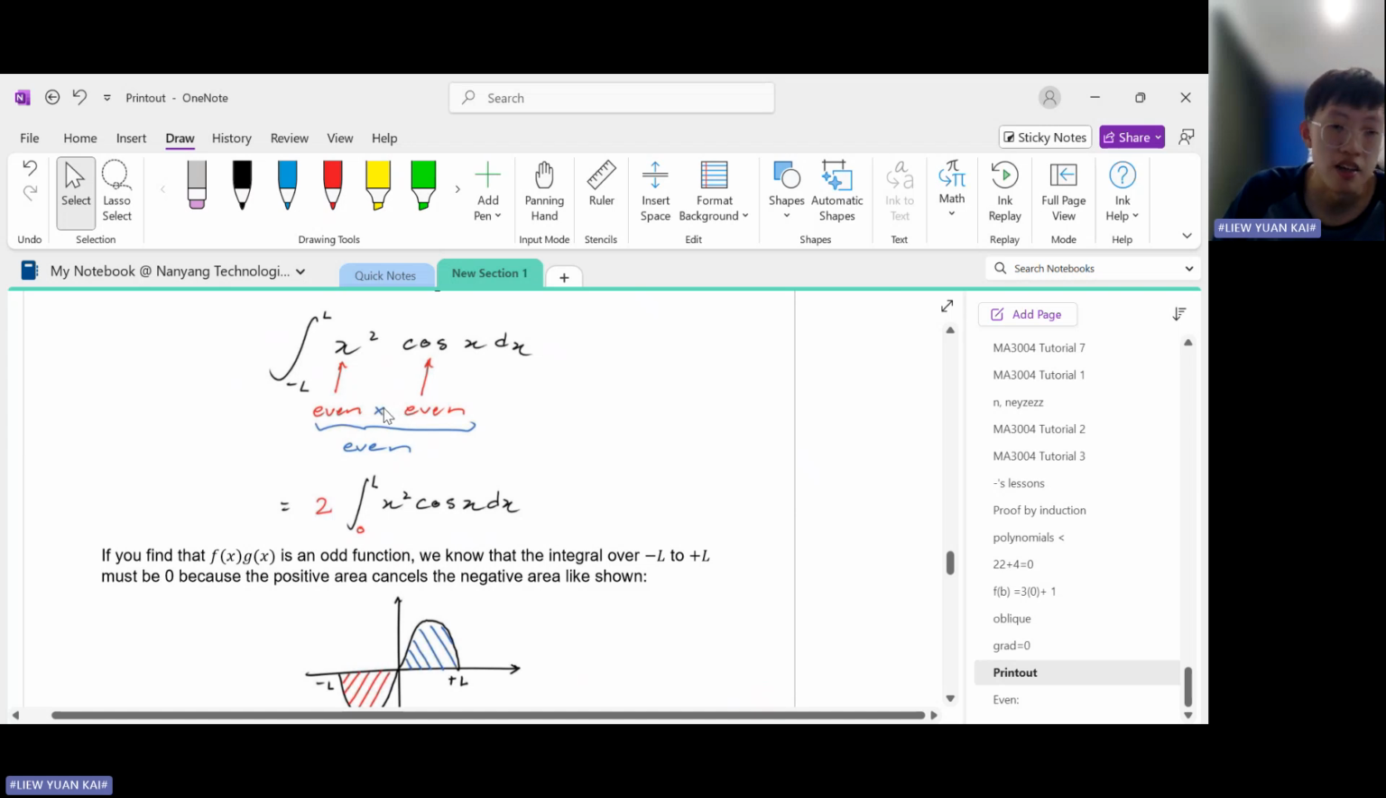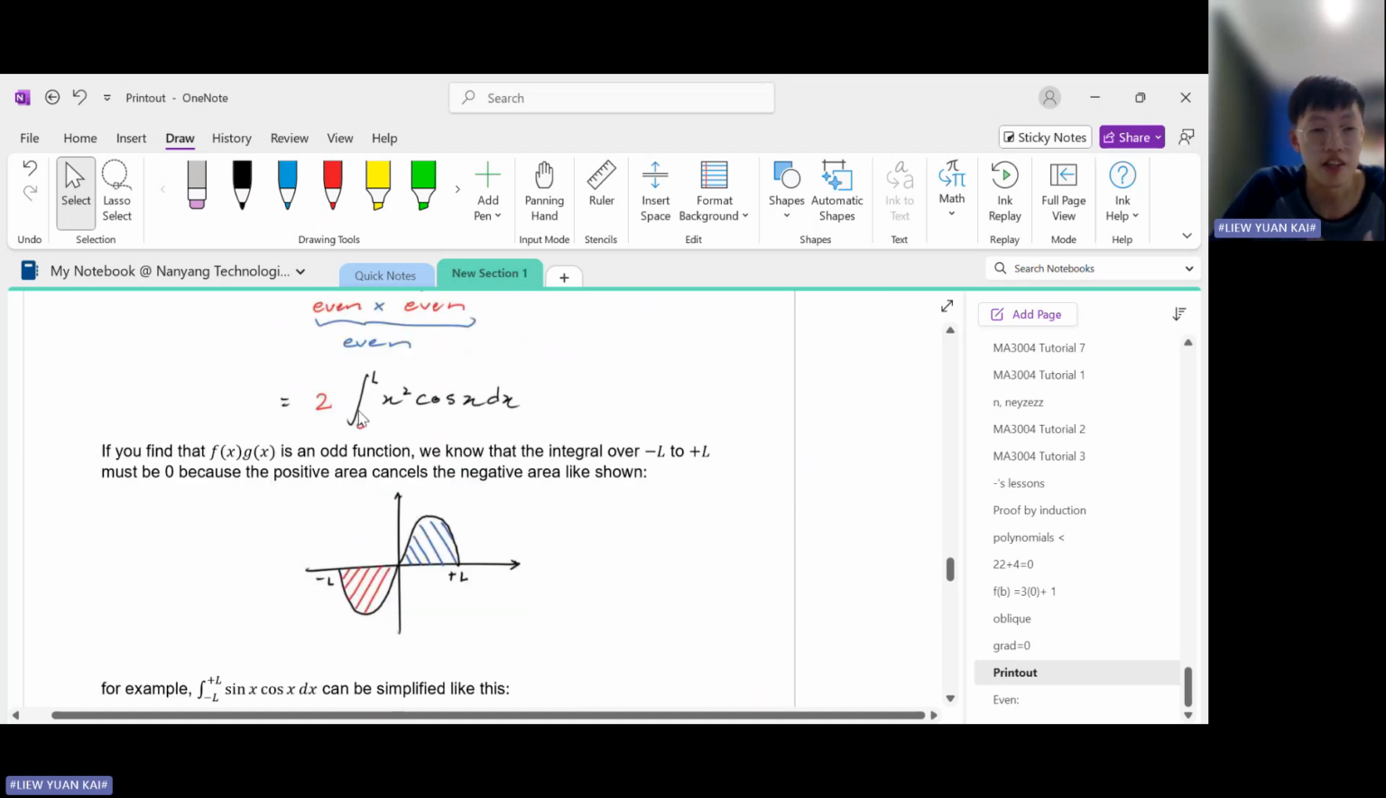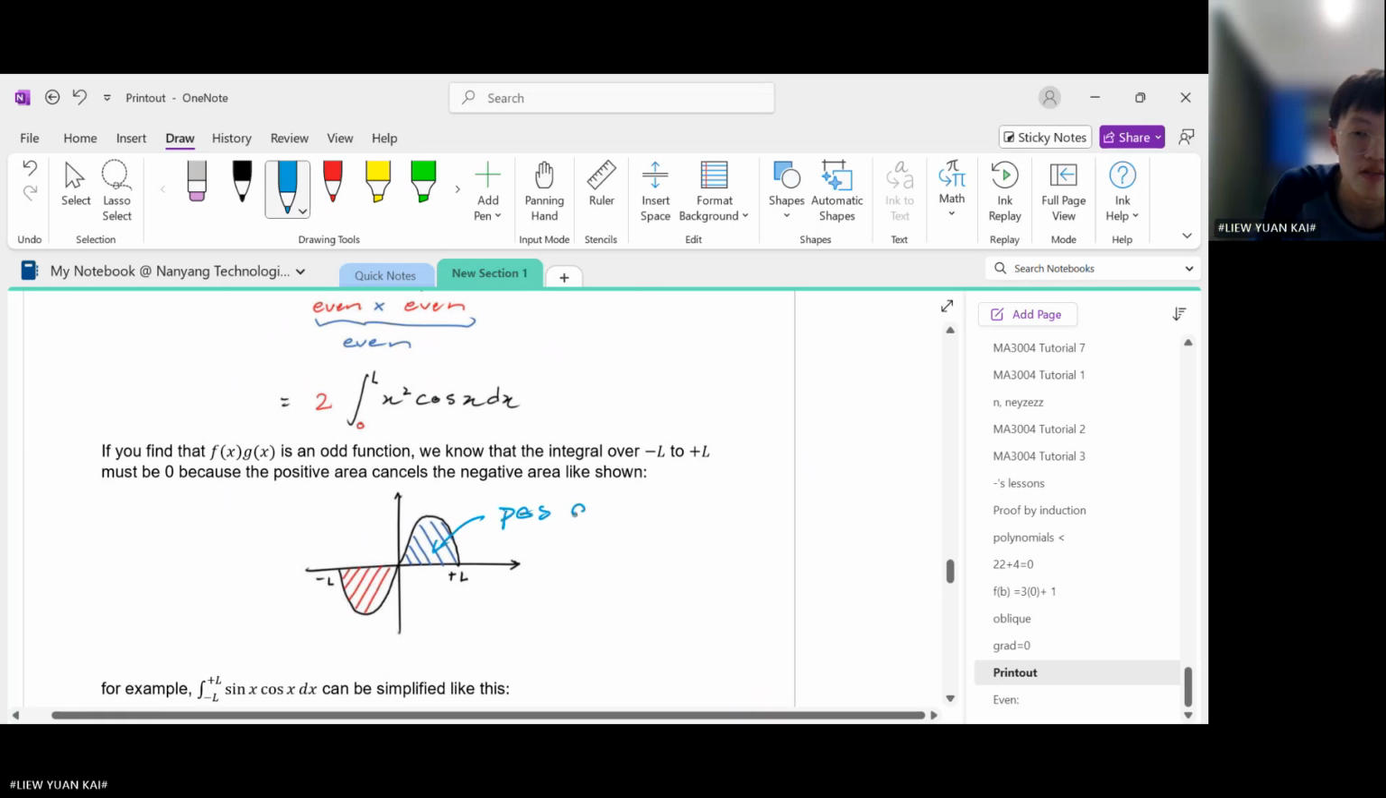Now, suppose that the function is effectively an odd function. We know that the integral from negative L to positive L must be 0 because the positive area cancels with the negative area. So this one is the positive area, whereas this one is the negative area.